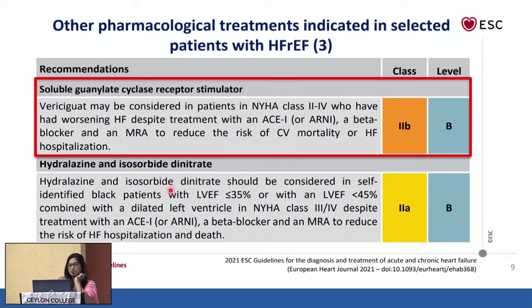And the hydralazine and isosorbide nitrate combination, actually a small study was done on black patients. So once again, it stands as a 2A indication for patients with heart failure with reduced ejection fraction.